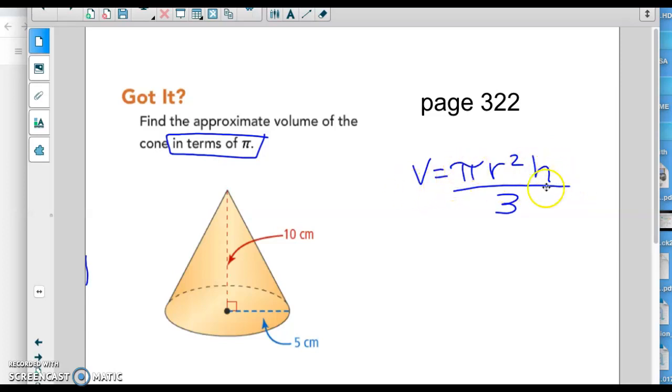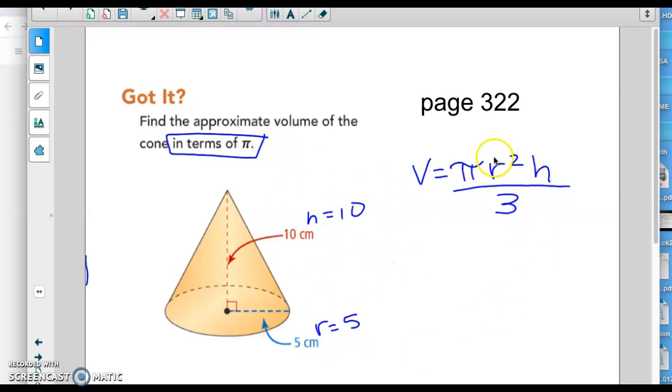So let's recall what our formula is. Volume equals pi r squared h divided by 3. Let's figure out what our height and our radius is. So here's our radius right here. It's 5 centimeters. Our height here is 10, so you could label that if you wanted.